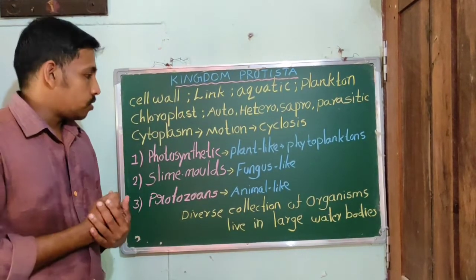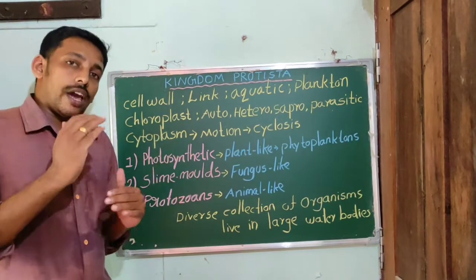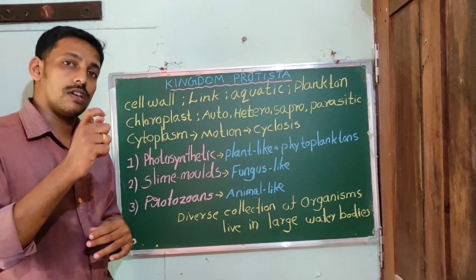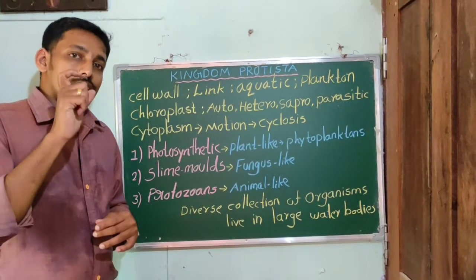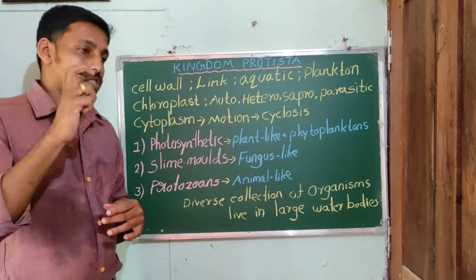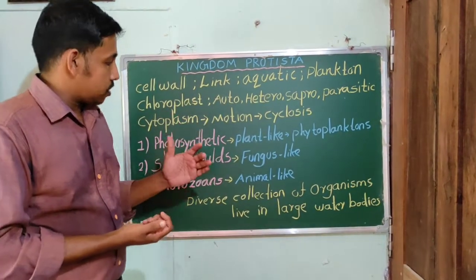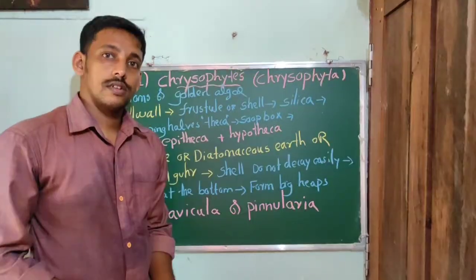In this section we are going to study these groups. Each group may have subgroups or phyla. So we have to study what these phyla are. Briefly we have to know about their characters and some examples. So now we are going to study the subgroups under kingdom Protista.